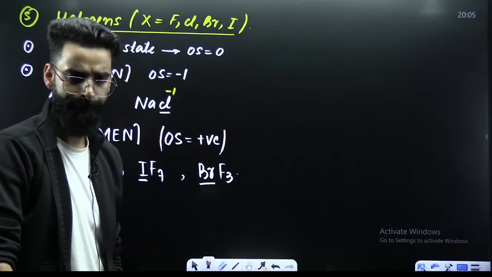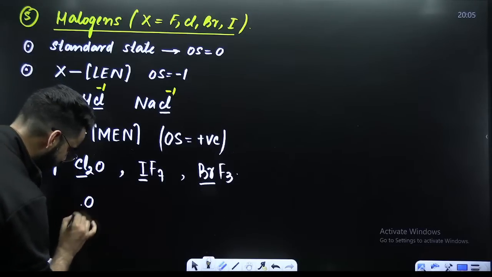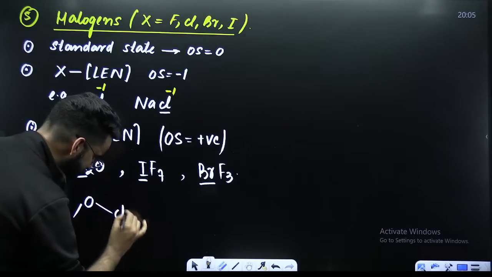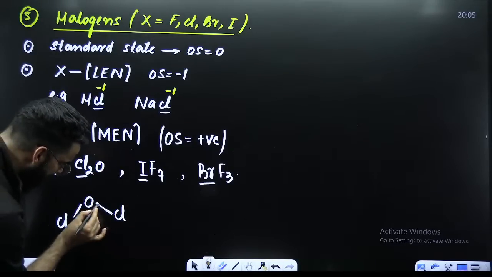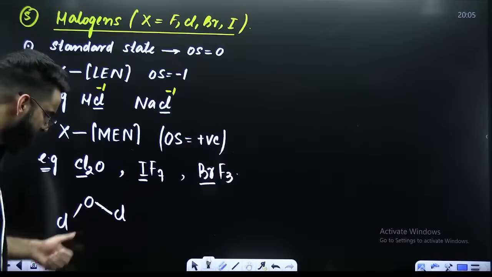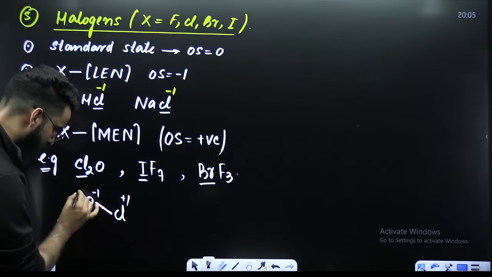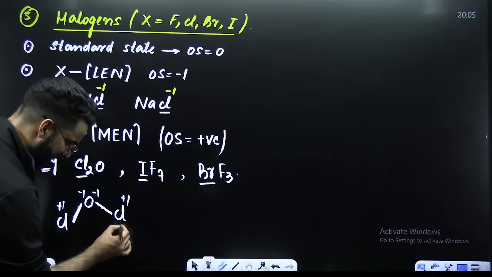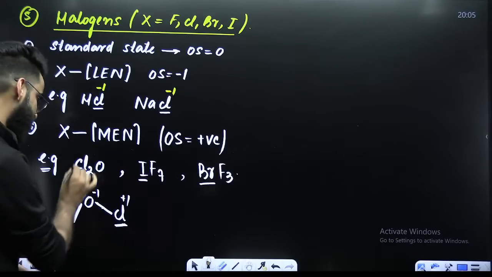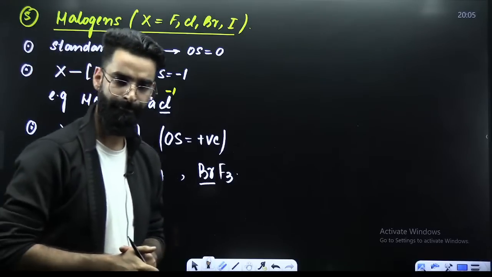Right, people? Now understand, if you talk about the Cl2O, look at its structure. Look at this particular bond. This bond is between oxygen and chlorine. Which one is more electronegative? Oxygen. So this bond pair will be shifted towards oxygen. So -1 plus 1 due to this particular bond. So the charge present on one chlorine atom here is +1. So the oxidation state of halogen here is +1.